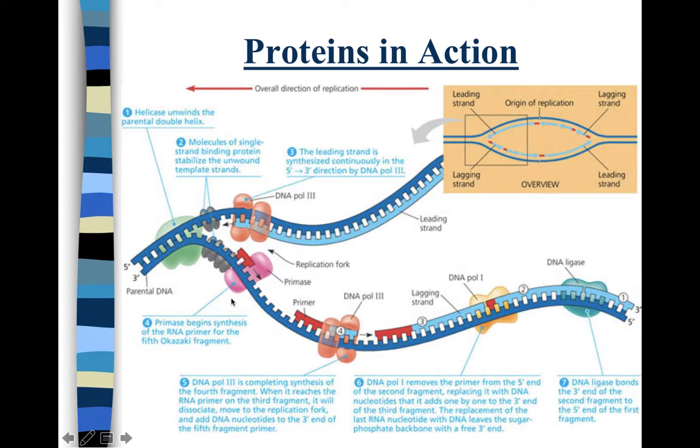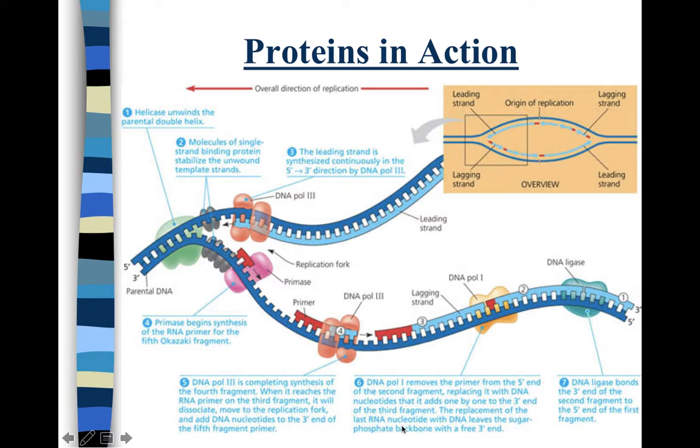4, primase begins synthesis of the RNA primer for the 5th Okazaki fragment. DNA polymerase III is completing the synthesis of the 4th fragment. When it reaches the RNA primer end on the 3rd fragment, it will dissociate and move to the replication fork and add DNA nucleotides to the 3' end of the 5th fragment. Again, only added on the 3' end.